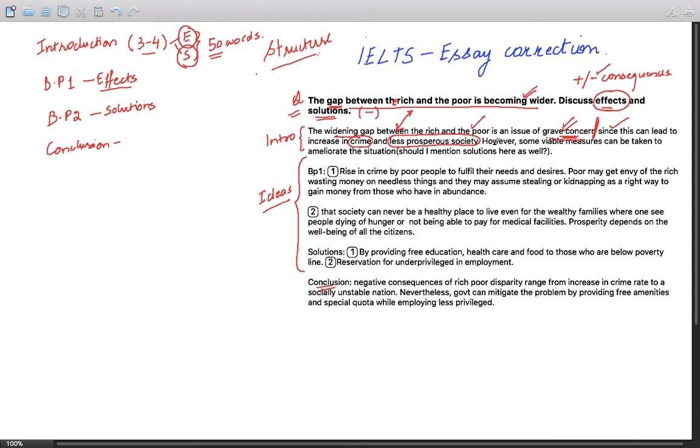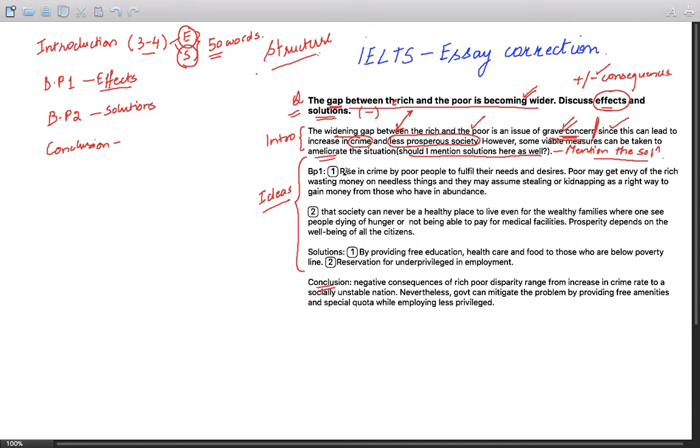Okay. However, some viable measures can be taken to ameliorate the situation. Now this, viable measures to ameliorate the situation, is the solution component. You are trying to pacify the situation, reduce the intensity of the negative aspects. That's ameliorating the situation. She has asked a question: should I mention the solutions here as well? Of course you should. Please mention the solutions. If you do that, that's a better introduction.